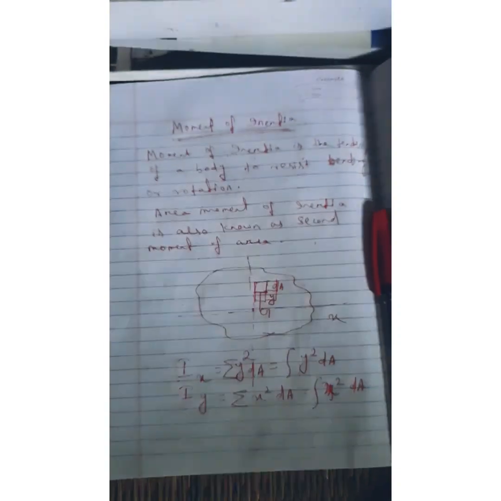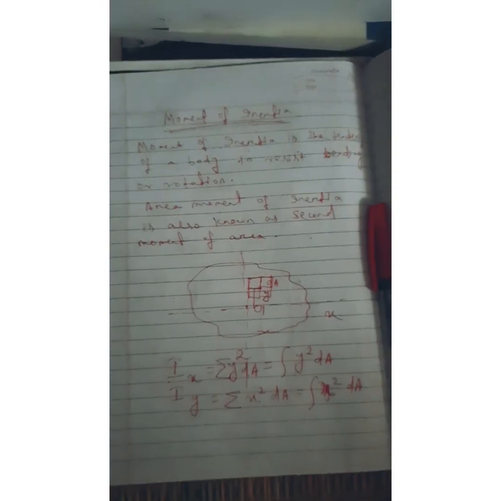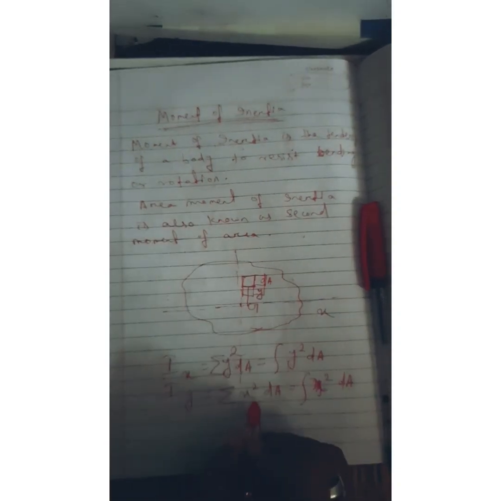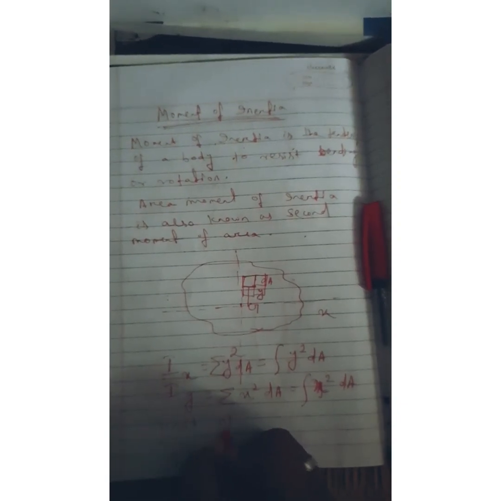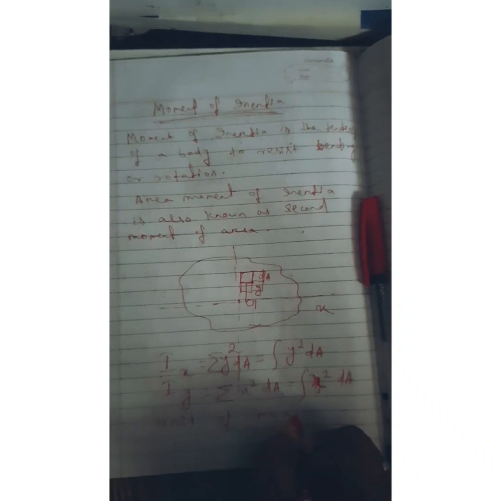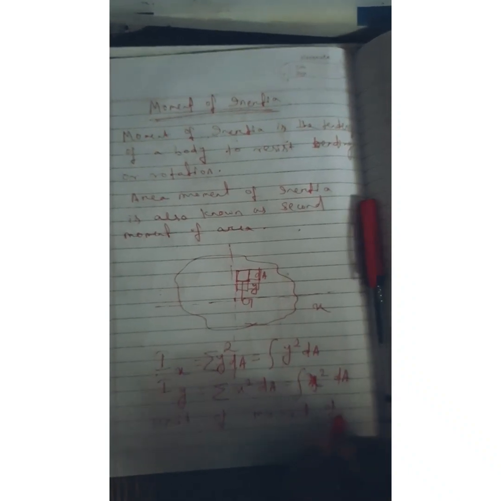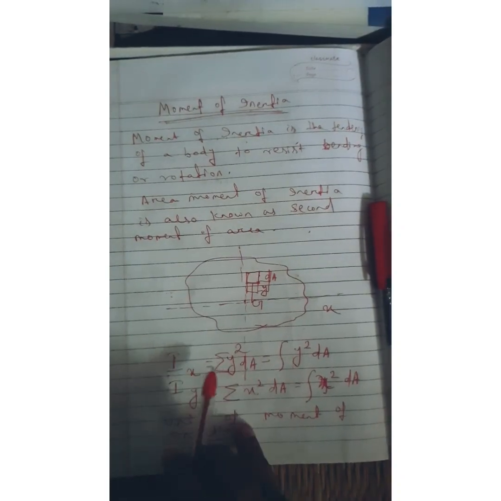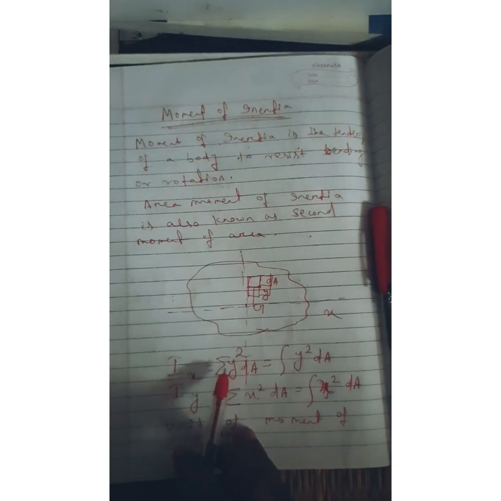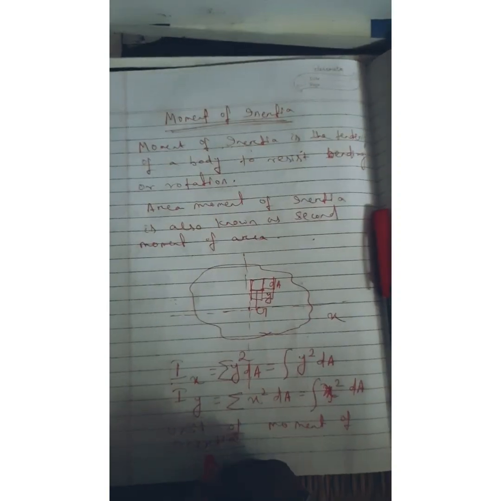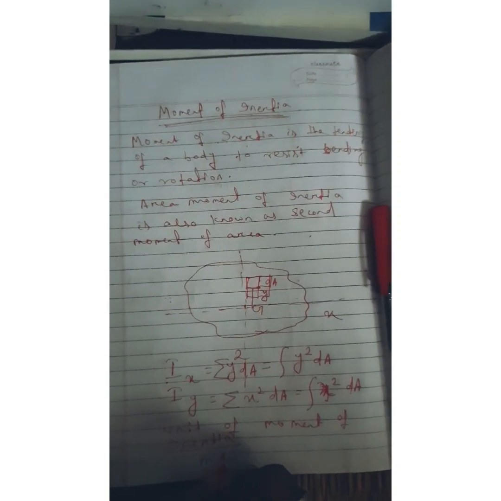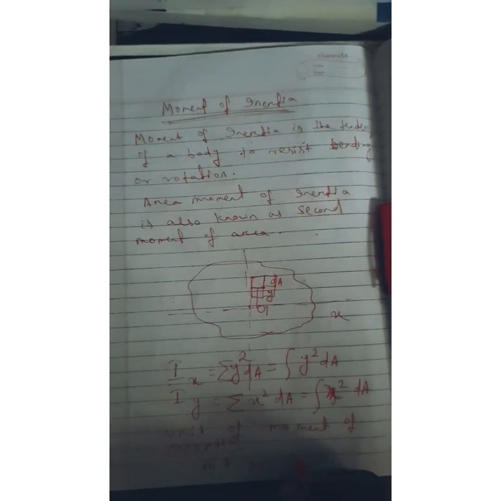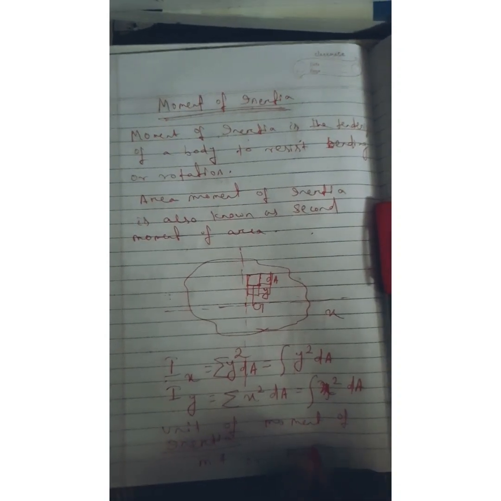So what will be the unit of moment of inertia? We know that it is area moment of moment. What is the unit of area? Meter square. And what is the unit of y square? Meter square. So meter square into meter square, meter to the power 4 or millimeter to the power 4.